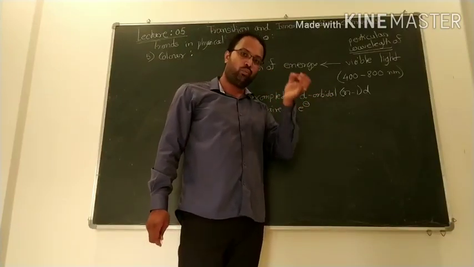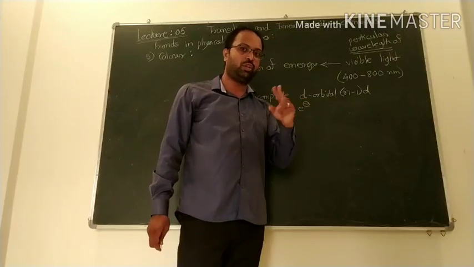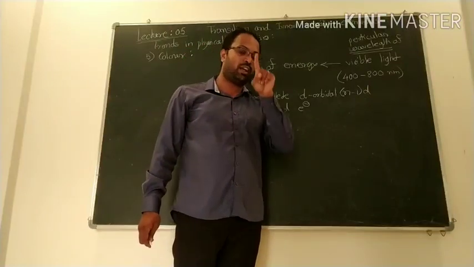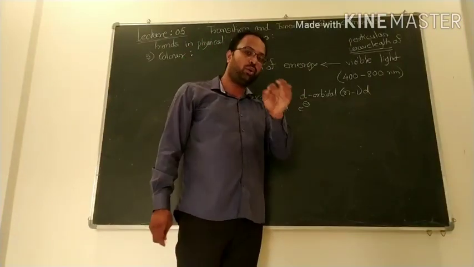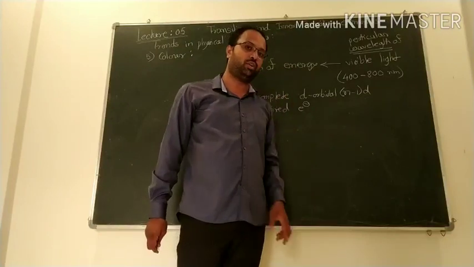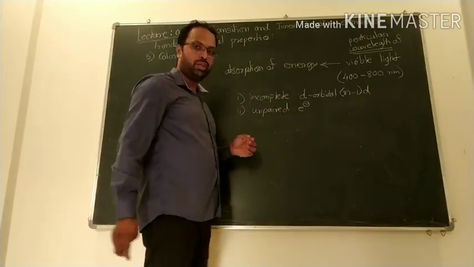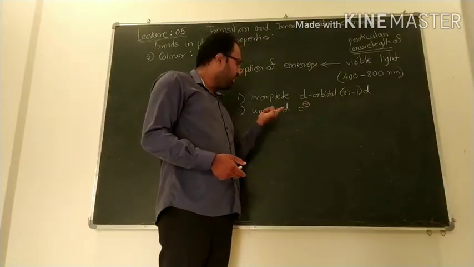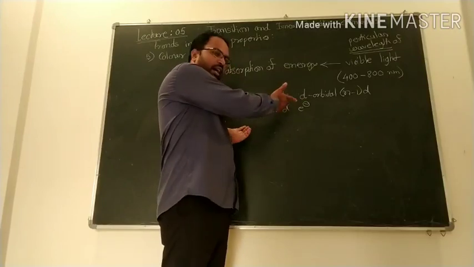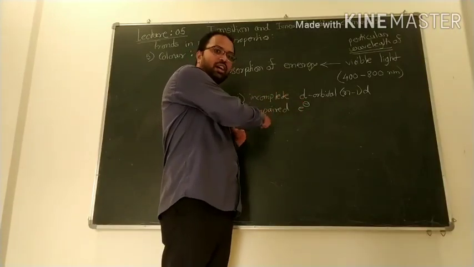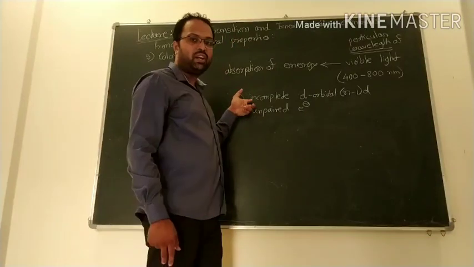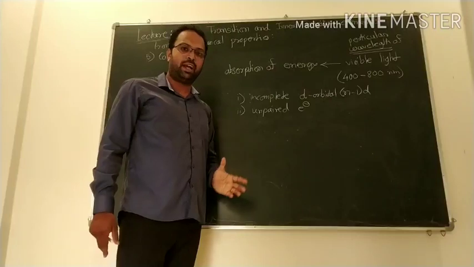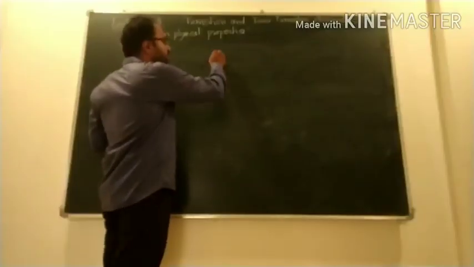Incomplete d orbital means, in d orbitals there are 5 orbitals. When each orbital has 2 electrons, then it is complete. And 1 electron means incomplete. No electron means empty orbital. So we only want orbitals having 1 electron. That's the incomplete d orbital. And each last orbital contains a single electron. They are called unpaired electrons. So these two factors are important for the color of transition elements and their compounds.